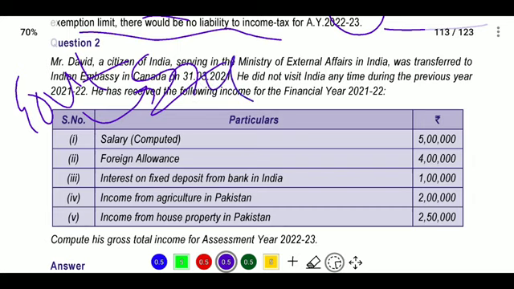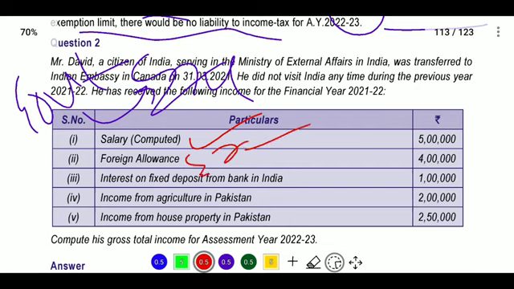Next, he did not visit India at any time during the previous year. He has received the following income for the financial year 21-22. Salary computed: salary will be taxable in the hands of the employee who is a government employee, and even though he went outside, it accrues here, so it will be taxable in India. Next, foreign allowance will be exempted under section 10.